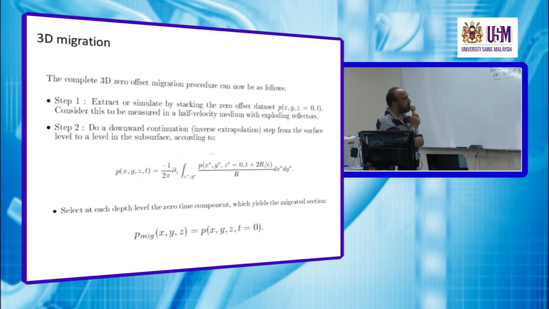So we extract or simulate by stacking the zero offset data set, which is P at X, Y, Z equals 0 and T. And then consider this to be measured in a half velocity medium with exploding reflectors. If you remember what we mean by exploding reflector, we choose to put the source, or the shot, at the reflector, not at the surface, and we assume that the velocity is half the velocity, so that mapping or downward continuation of the seismic data till the time t equals 0 will image the position of the source at the reflector.